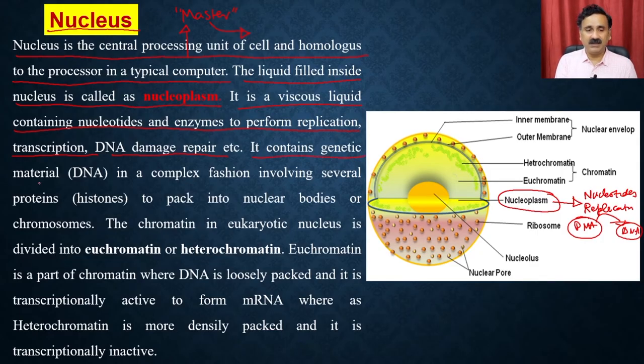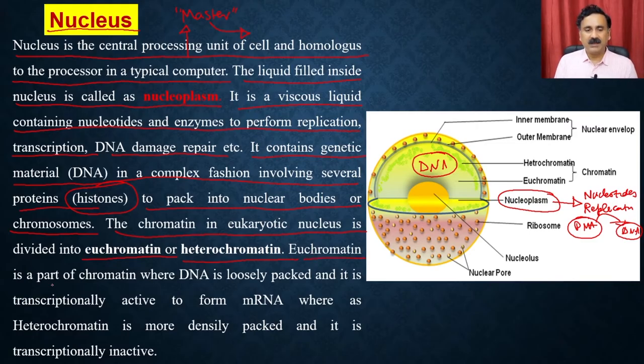Then it contains the genetic material, the DNA, in a complex fashion involving several proteins called the histone proteins. Compared to the bacterial cell, the DNA is present in a complex with proteins, and these proteins are called histones, to pack into nuclear bodies or the chromosome. When we talk about the chromosome, it is the authentic chromosome present in the eukaryotic cell. The chromatin in the eukaryotic nucleus, like the DNA content, is present in two forms. Either it can be euchromatin or heterochromatin.